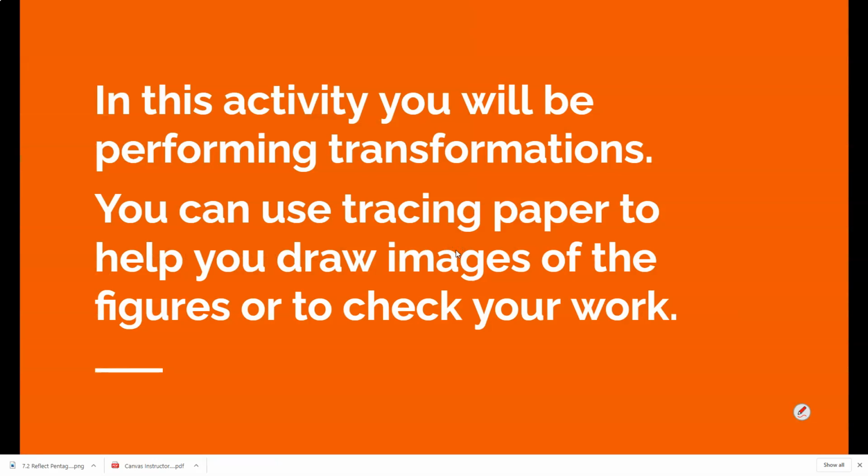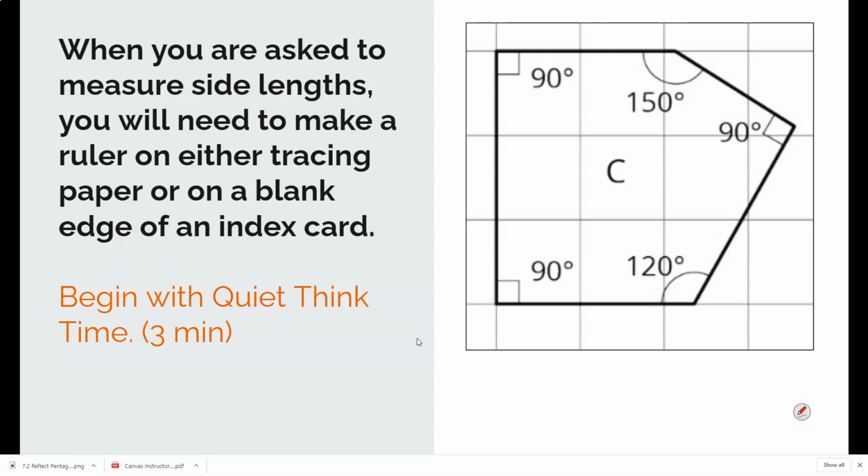In this activity, you will be performing transformations. You can use tracing paper to help you and draw the image of the figures or to check your work. When you're asked to measure side lengths, you will need to make a ruler on either your tracing paper, or you can use one of the index cards, which you should find in your little math toolkit.